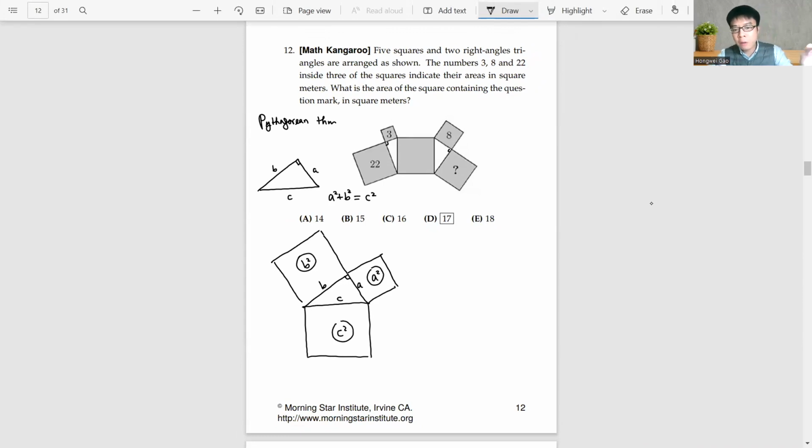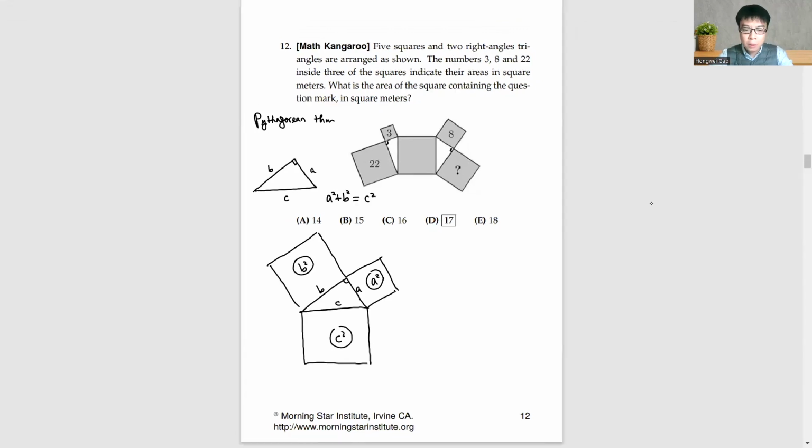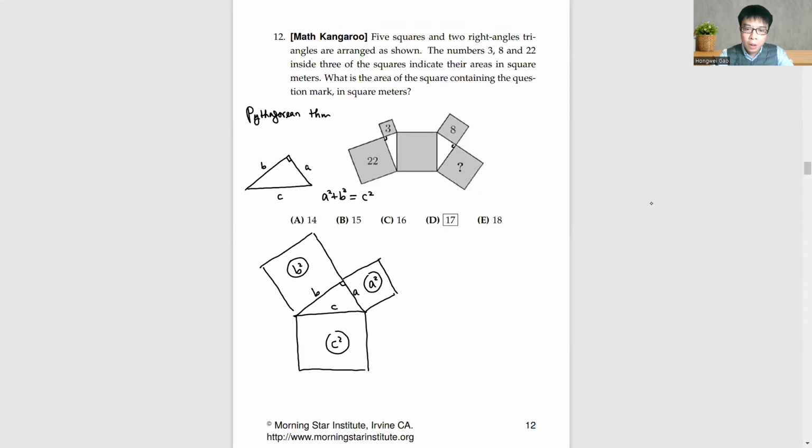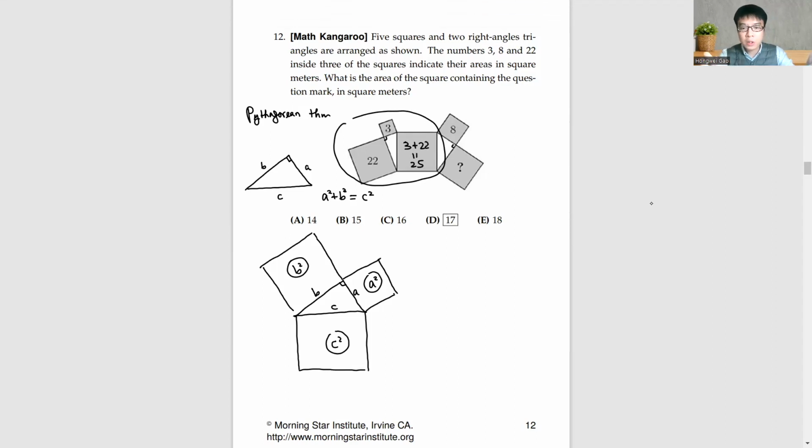In other words, the sum of these two smaller areas equals the largest area. This applies to our question here. We can look at this model. We would have the largest square to be 3 plus 22 equals 25. So the middle square has area 25. Also, if you look at the right part, similar argument, we have 25 equals 8 plus this question mark. So accordingly, the question mark has the value 17. So 17 is the answer here.